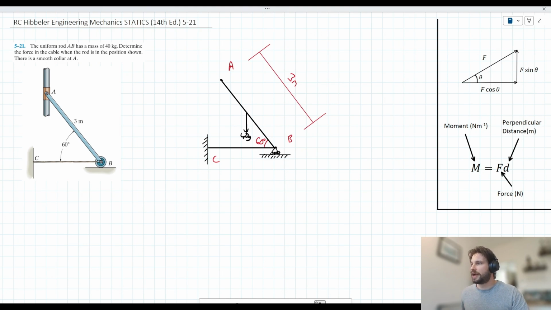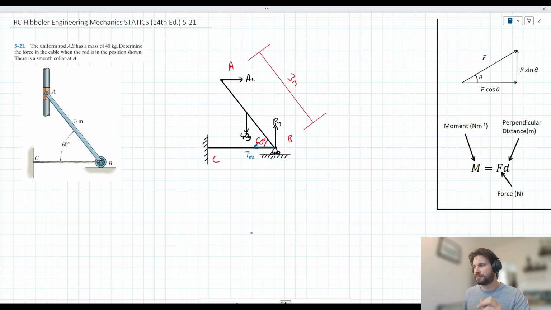We've also got a horizontal reaction at A. Let's just call that AX. We have a vertical reaction at B. Let's just call that BY. And we have what we're looking for, the tension in the rope. I'm going to label it in blue here, TBC. Now, we're dealing with three unknowns here, right? The reaction at A, the reaction at B, and the tension in the rope BC.